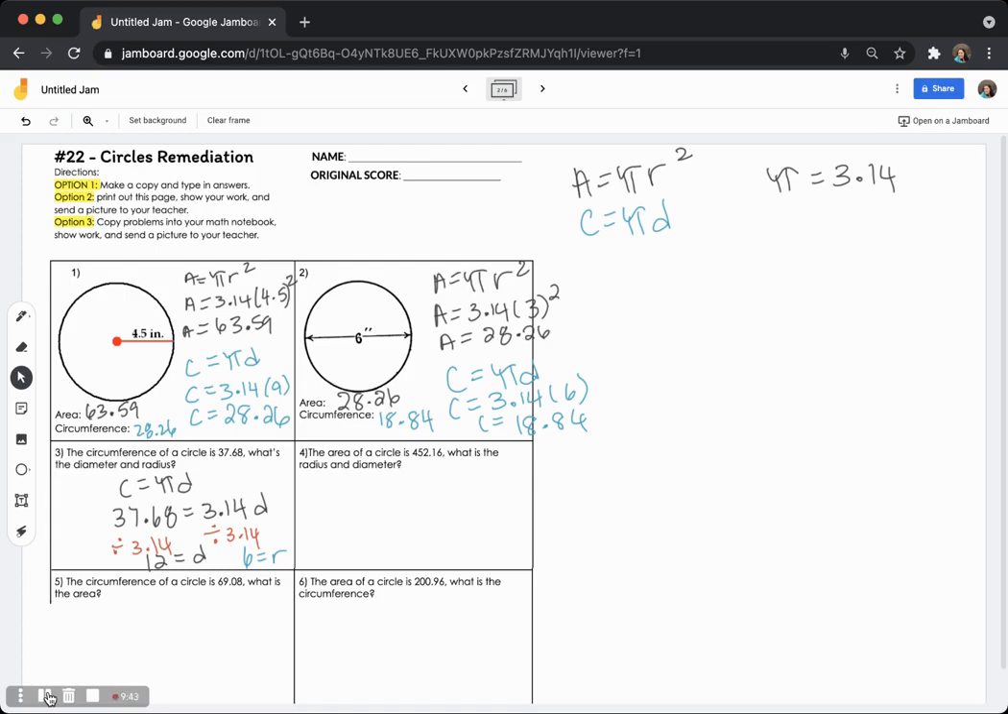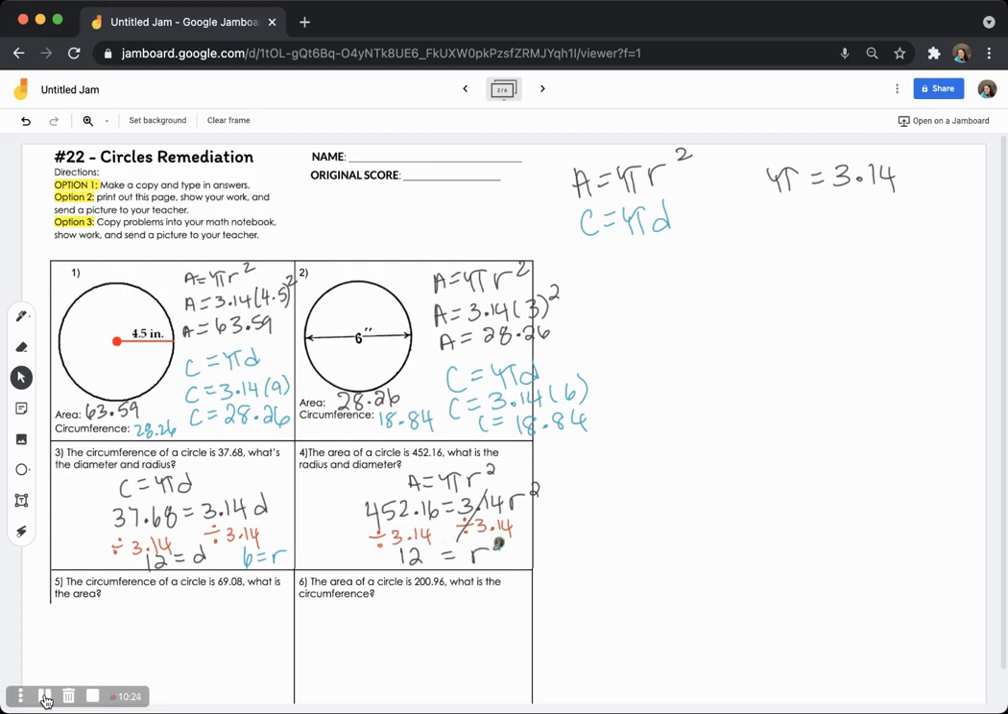Right, number 4 says the area of a circle is 452.16. What is the radius and diameter? So I know that area of a circle is pi times radius squared. I'm going to plug in what I have. So the area is 452.16. Pi is 3.14, and I'm solving for that radius. So I'm going to divide both sides by 3.14. And when I divide that, I get 12. That would cancel out. So 12 is equal to the radius squared.